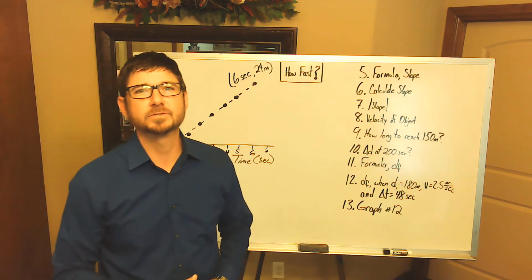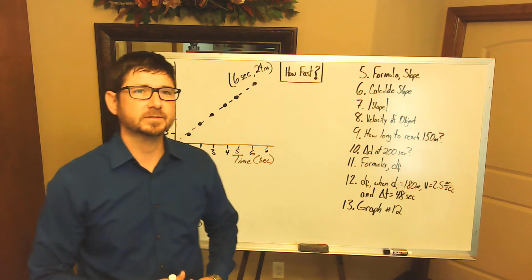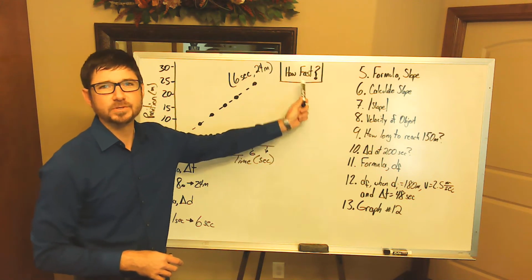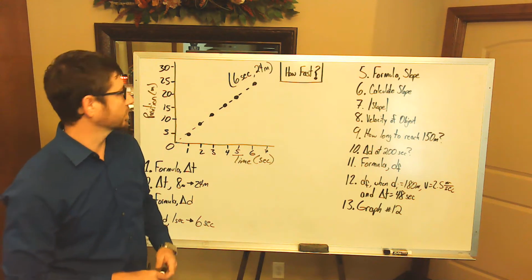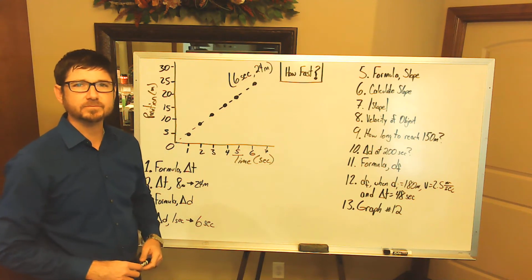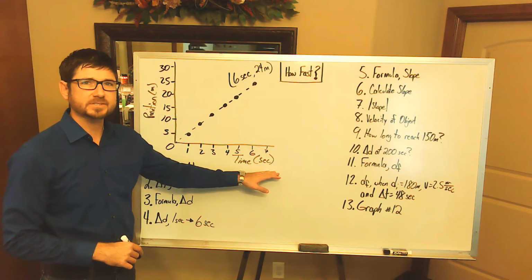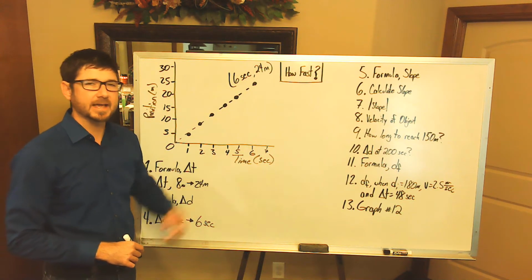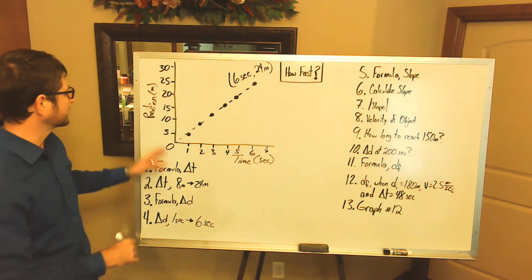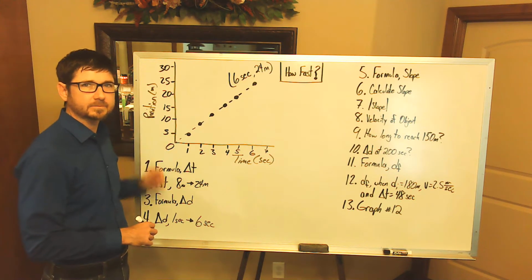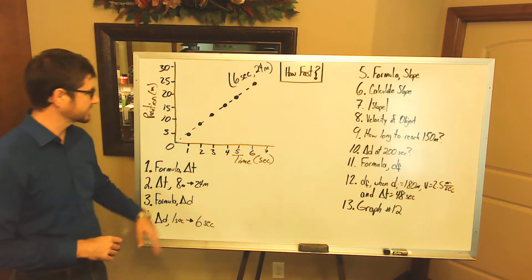Today, I would like to look over the worksheet titled How Fast with you. And at the top of this worksheet, we have a position versus time graph. So our independent variable is time, so that is placed on the x-axis. Our dependent variable is position, so that belongs on the y-axis.